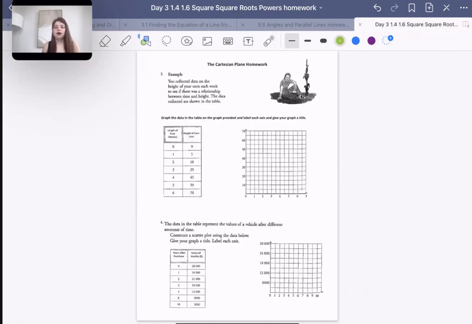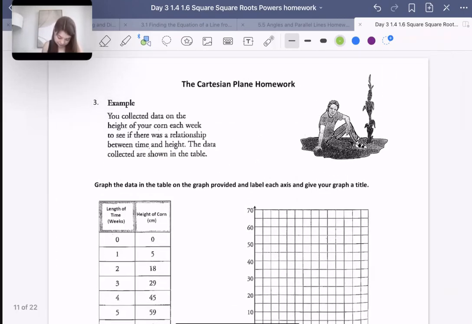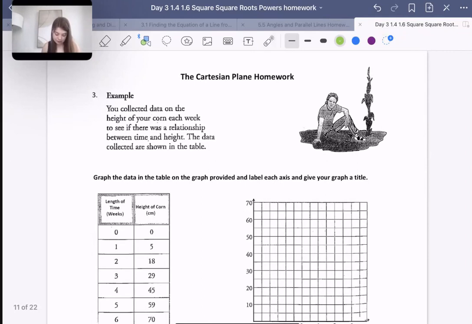All right, so let's continue with some other examples. This one says, number 3, example. You collected data on the height of your corn each week to see if there's a relationship between the time and the height. So I would imagine there is, right? The more time that passes by, the higher the corn is likely to grow.